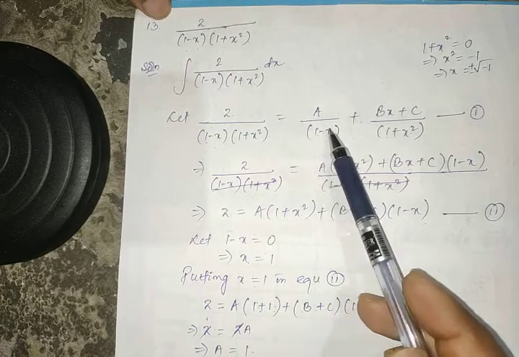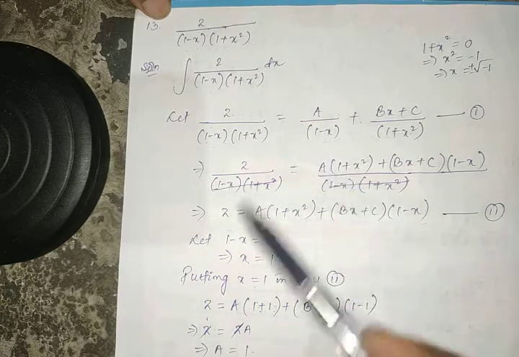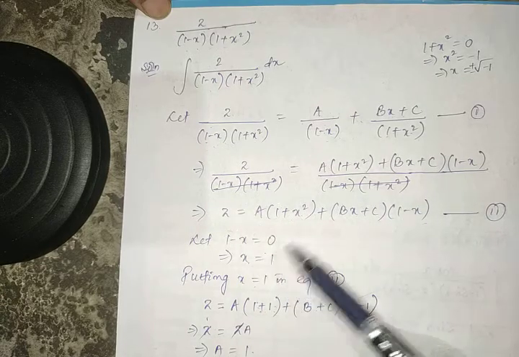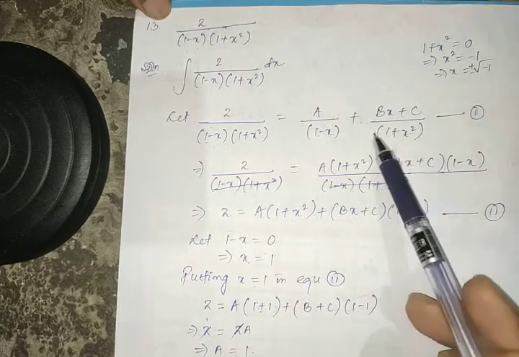Now, as we have done in earlier classes also, we have to consider each factor as 0. So let 1 minus x equal to 0. From here we will get x equal to 1. And what about this other part? This part we cannot consider as 0.